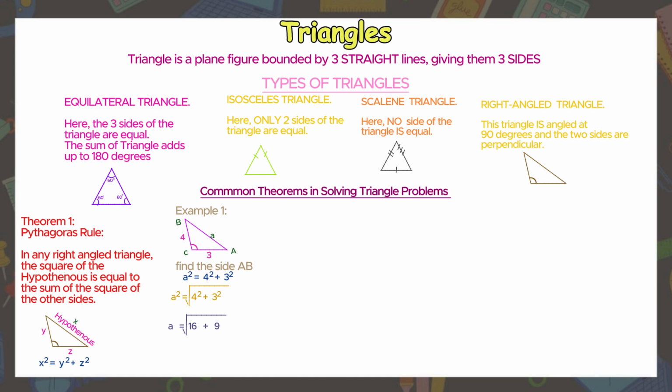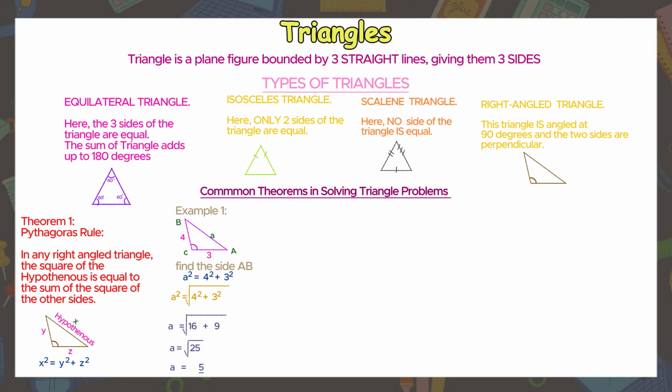That means that A is equal to the square root of 16 plus 9, which gives us 25. What is the square root of 25? It is 5. So our answer here is that A is equal to 5. Going by the first theorem, we can use it to find the unknown side. The square of the hypotenuse is equal to the sum of the squares of the other two sides.